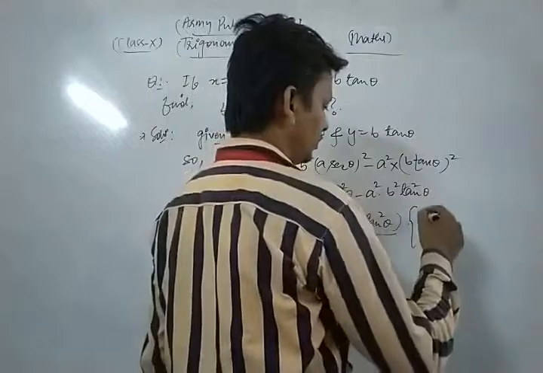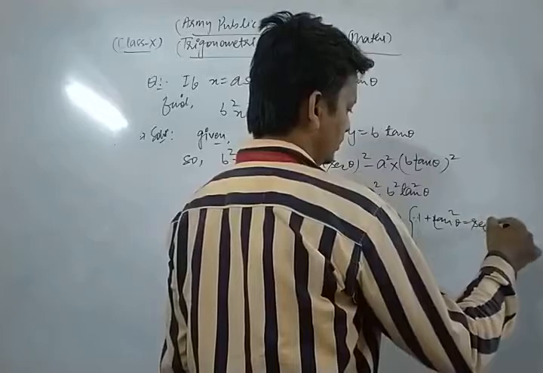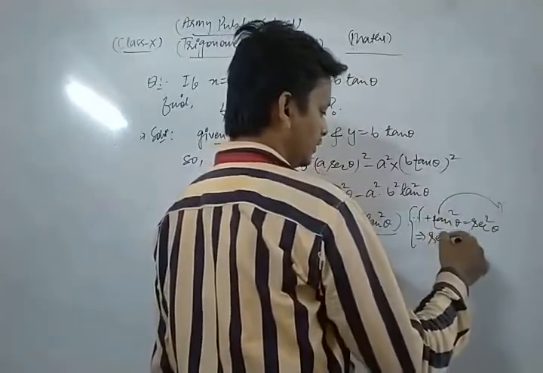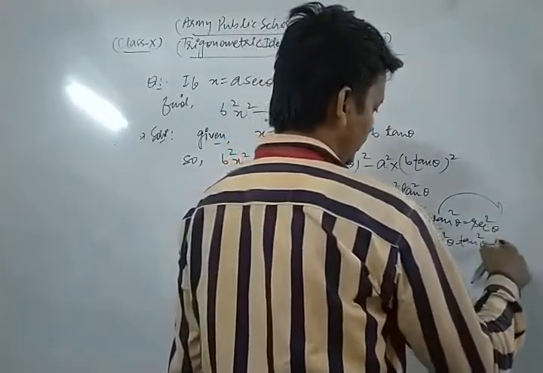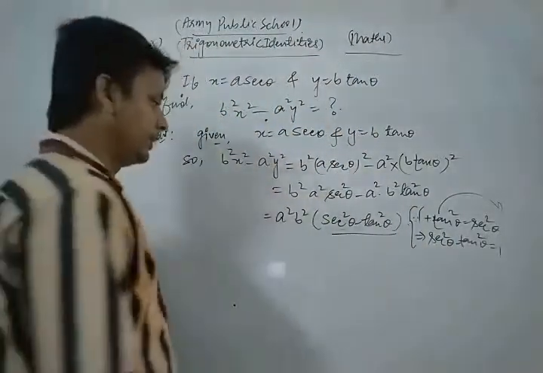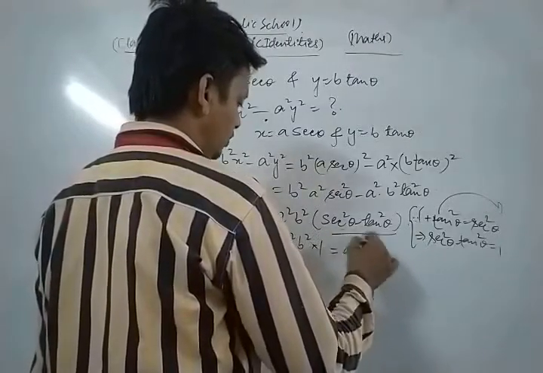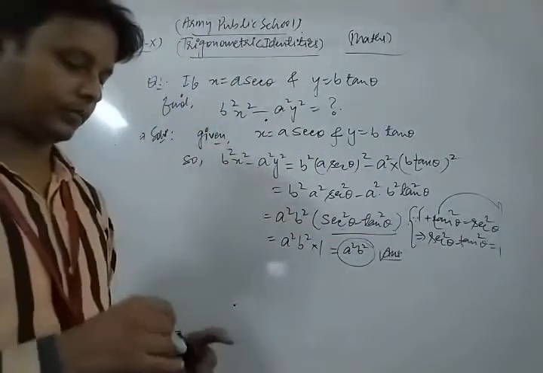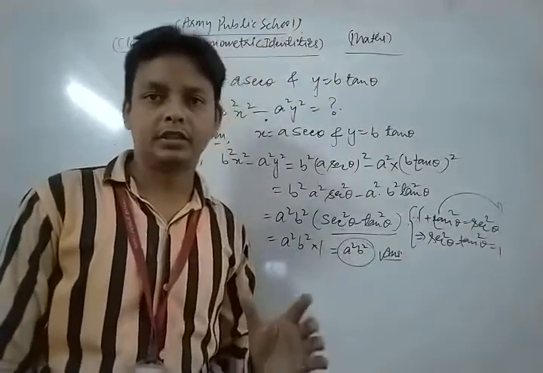Since, dear students, you know that 1 plus tan square theta is equal to sec square theta, so tan square theta transferred to that side, we get sec square theta minus tan square theta is equal to 1. So the value of the expression sec square theta minus tan square theta is equal to 1. So we get a square b square into 1, that is a square b square. This is the required solution of the given question.